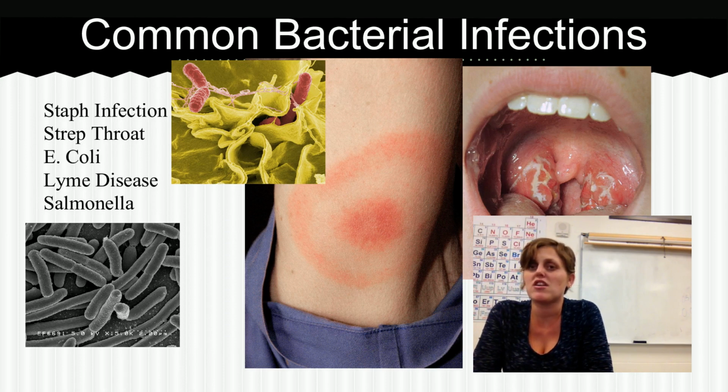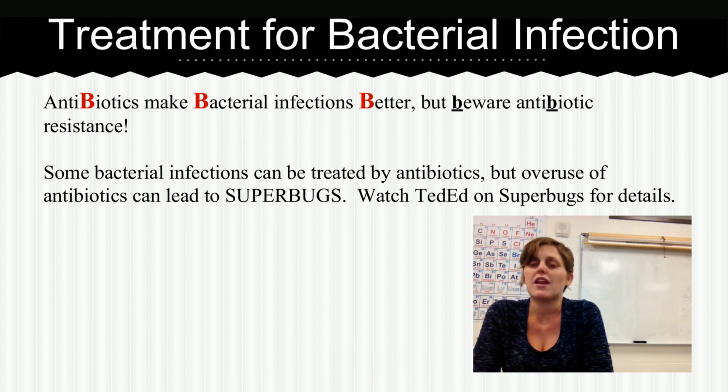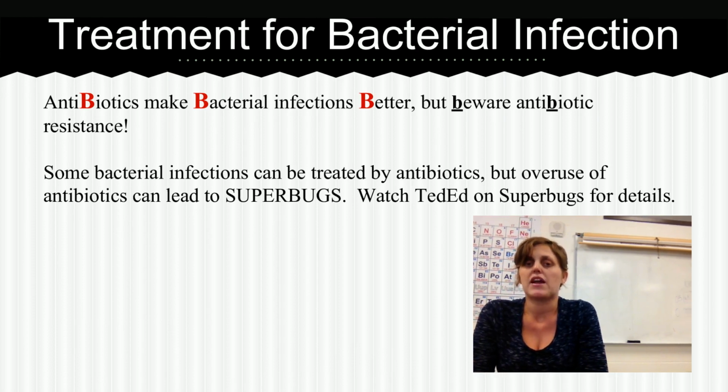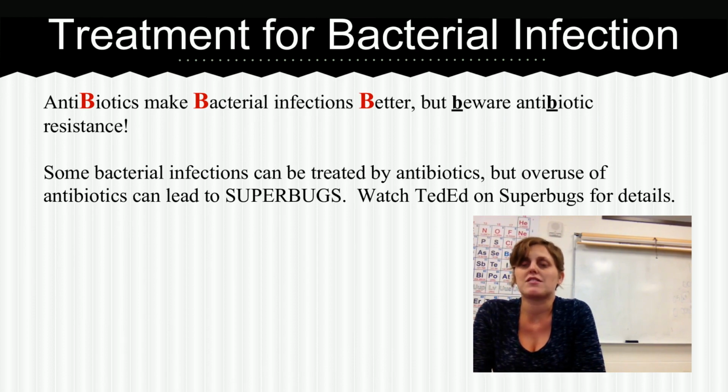Common bacterial infections, you can see there strep throat. It's a really nasty one with the white tonsils at the back. E. coli, Lyme disease, salmonella are very common bacterial infections. And when you get a bacterial infection, that's when you want to go to your doctor and get antibiotics. Remember, antibiotics make bacterial infections better, but beware, antibiotic resistance, how's that for alliteration? So remembering all those B's go together, antibiotics are for your bacterial infections.